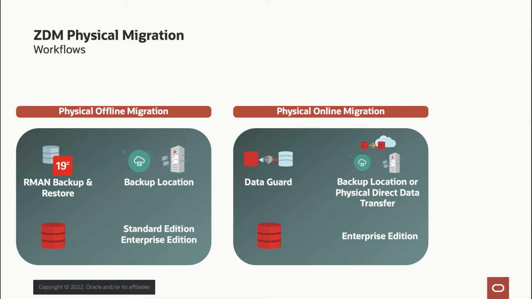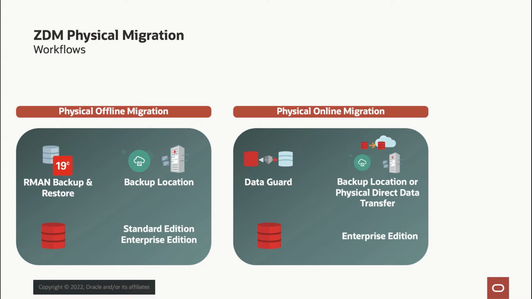Now, ZDM physical migration has two ways of working. One, it's an offline migration, which has one specific flavor for the migration. And then you have physical online migration, which has two different ways of working. Let's talk first about physical offline migration. Physical offline migration supports Oracle Standard Edition databases and Oracle Enterprise Edition databases. It basically uses a backup and restore mechanism in which ZDM leverages RMAN to create a backup of the database, transfer the backup files to a backup location, instantiate a target database, and then performs the switch over.